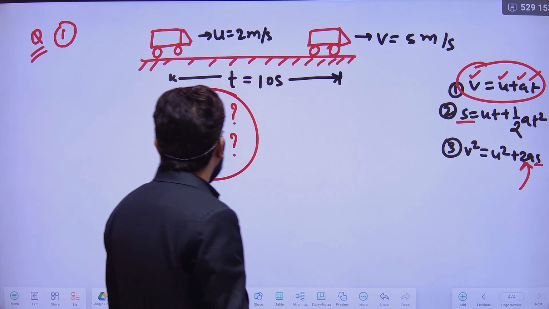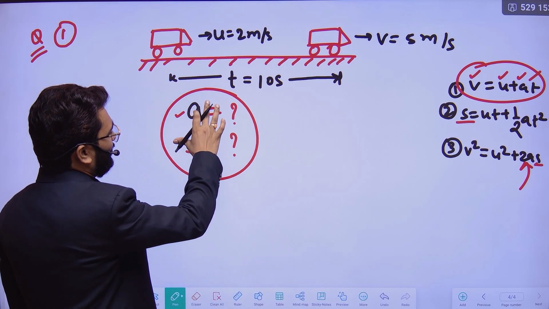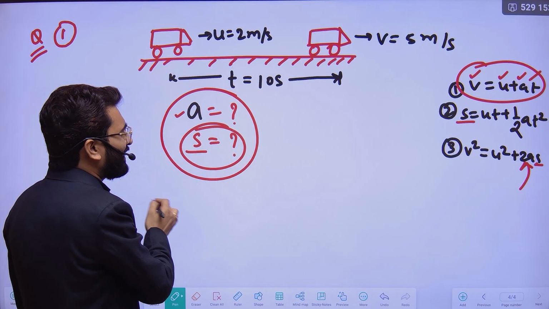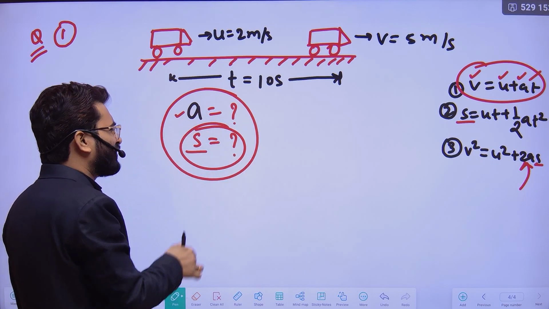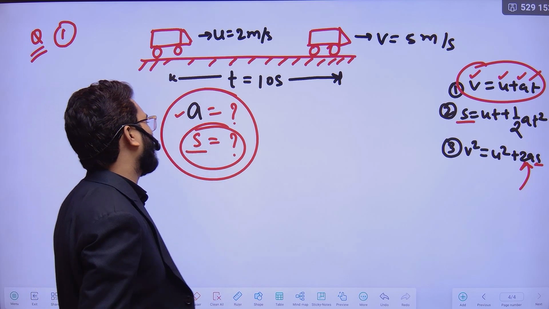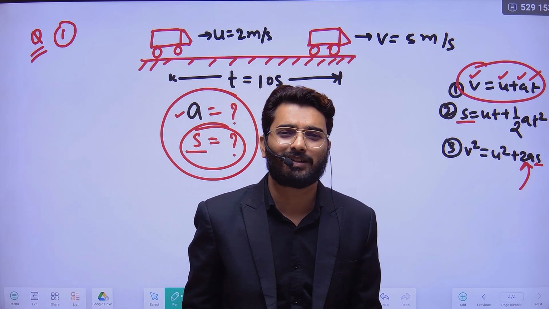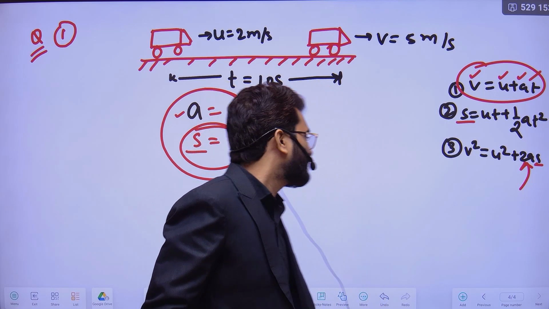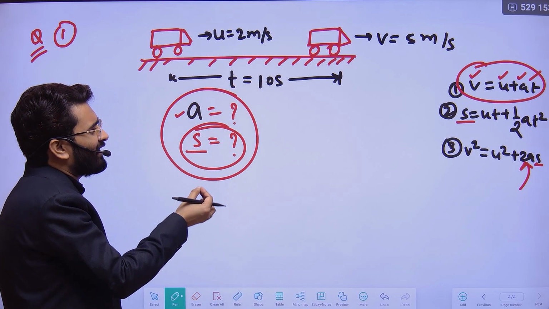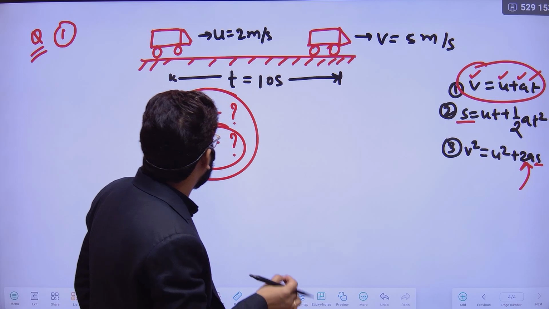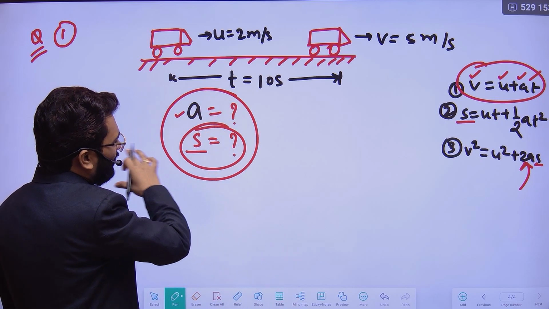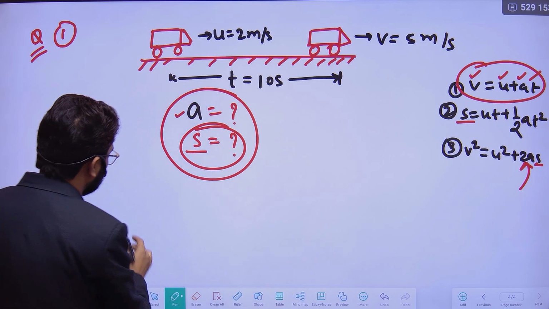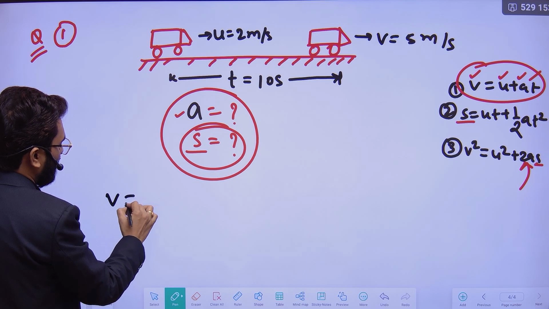That means if he is not asking to find the value of a, only the value of s, then in that situation also, without knowing the value of acceleration a, how can you solve the equations? How can you find the distance covered? So something else is correlated: when we don't know the value of a, we can't find the value of s. So first of all, use the first equation of motion, v is equal to u plus at.